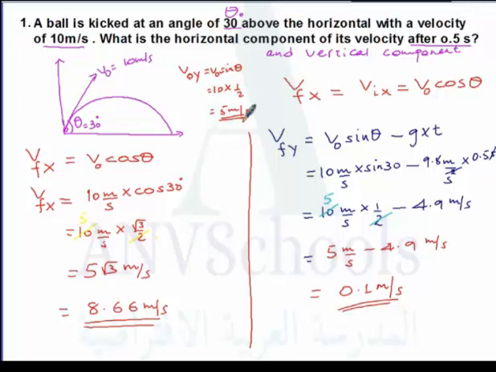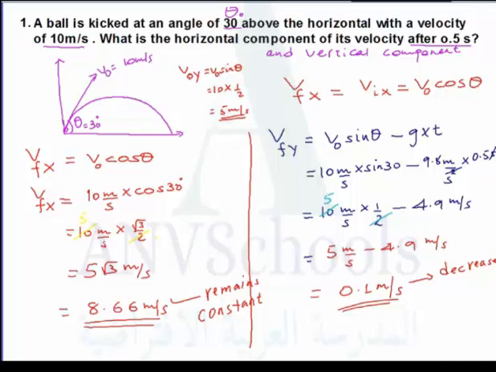So in this case, the vertical component of velocity decreases when the object rises, but the horizontal component of velocity remains constant because it is not under the effect of gravity. The horizontal component of velocity is independent of time. It remains as long as the object is moving. The horizontal component remains constant, but the vertical velocity decreases and becomes 0 when it reaches its maximum height.